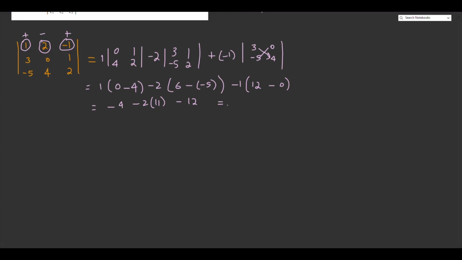It is equal to minus 4, minus 22, minus 12. And the final answer is equal to minus 38. So that's how you can expand this determinant.